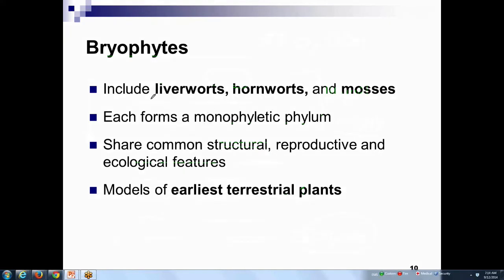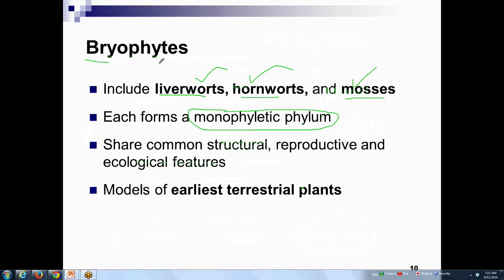So here on slide 10, you can see the bryophytes include liverworts, hornworts, and mosses, just as we had said, and each forms a monophyletic phylum. Each of them forms their own relatedness within each group. So there is a relatedness among the liverworts, among the hornworts, and among the mosses. They are all related within the group. So liverworts have a fairly recent common ancestor. Hornworts, fairly recent common ancestor. Mosses as well. So every member within the liverwort group, the hepatophytes, are fairly related. And again, same thing for hornworts, same thing for mosses.